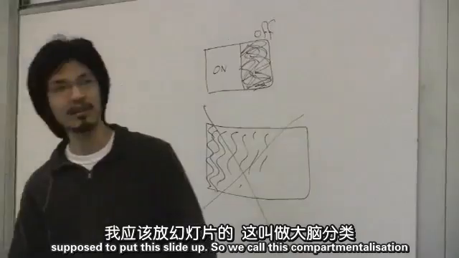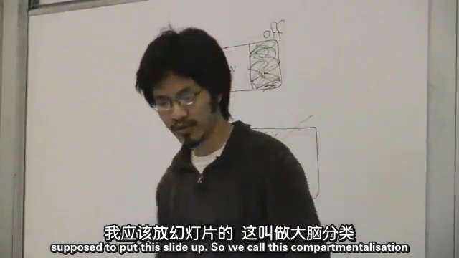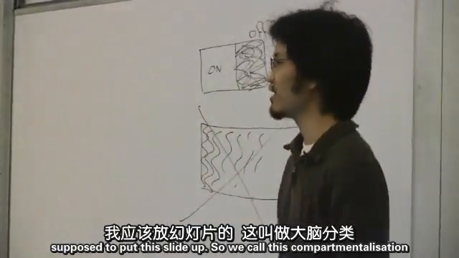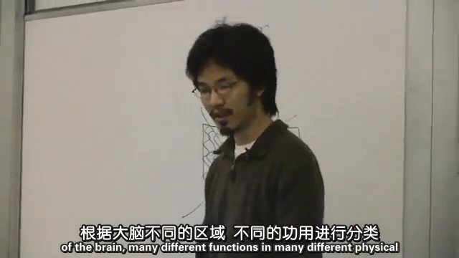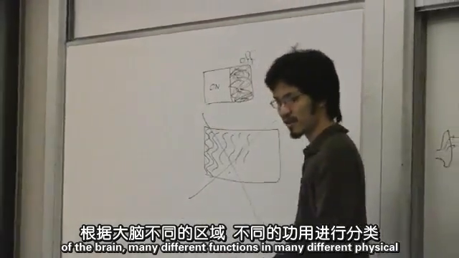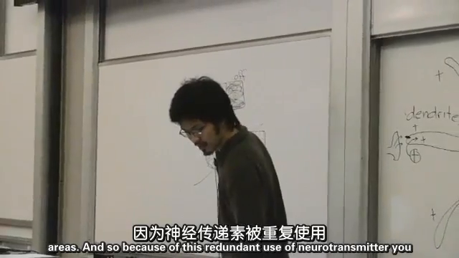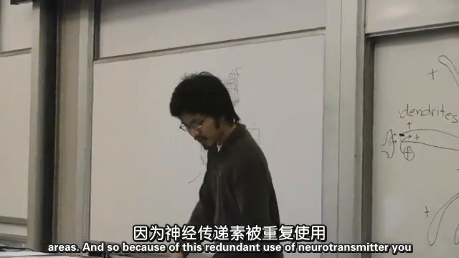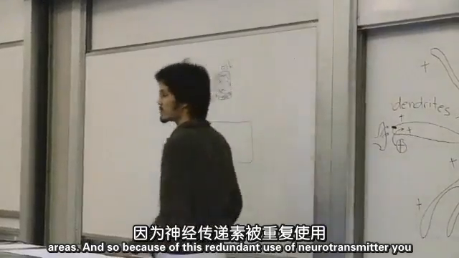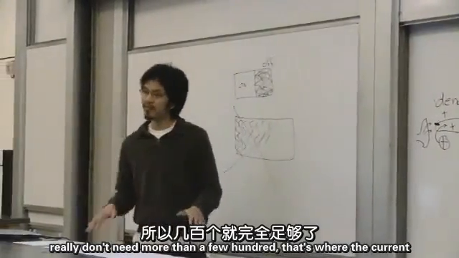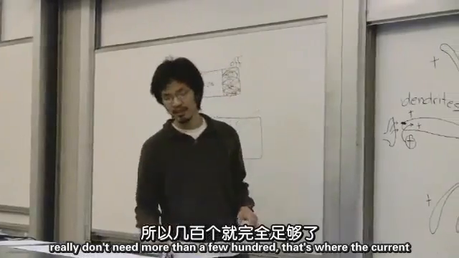Sorry, I was supposed to put this slide up. We call this compartmentalization of the brain: many different functions in many different physical areas. Because of this redundant use of neurotransmitter, you really don't need more than a few hundred. That's where the current estimate lies.